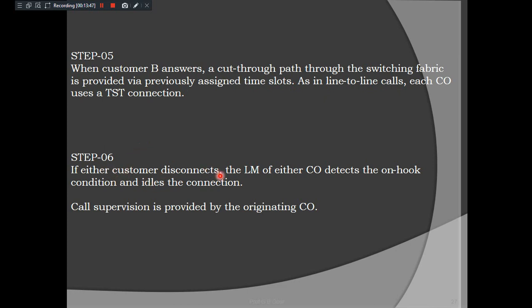Step 6, if either customer disconnects, how will it be identified? We can once again say the LM of either CO detects the on hook condition. The LM will identify whether either one of them has stopped the conversation by sending a small amount of AC current to both customers when the connection was established. Then call supervision is provided by the originating CO. So this way, guys, you have to explain each one of them. Normally you will get a short note on each one of them, or one only. Depending on the marks, you have to explain the line to line intra IC or line to trunk intra IC OGT call.